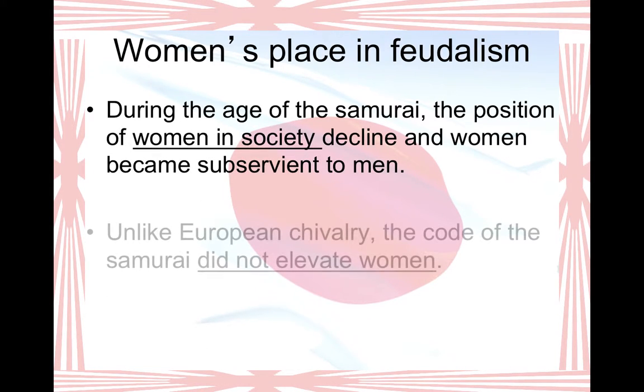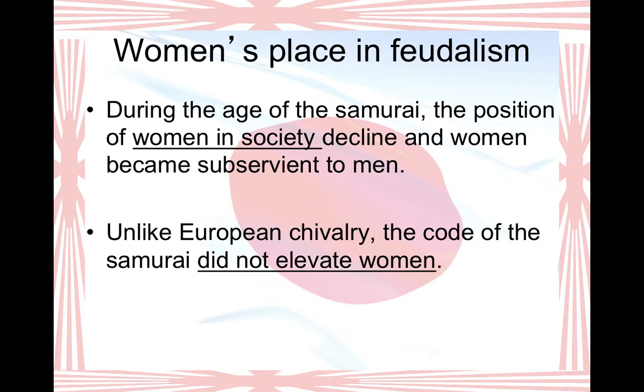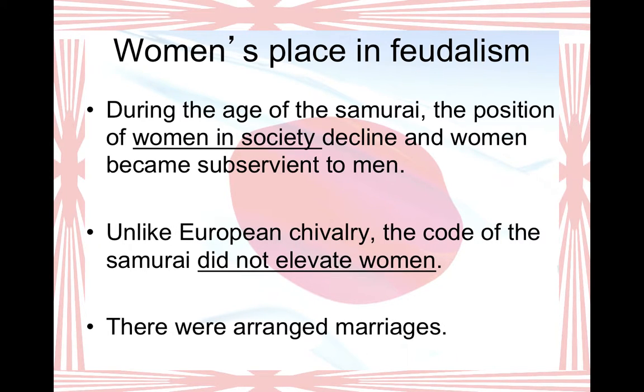So we talked early on about how there were women leaders of clans in the early days of Japan's history. But during the age of the samurai, women declined in importance in society. Basically, as Japan became more militaristic, women's role got less and less. And the Code of the Samurai also put women in a place where they had less power. And then arranged marriages started to come into use. So people would choose who you married.